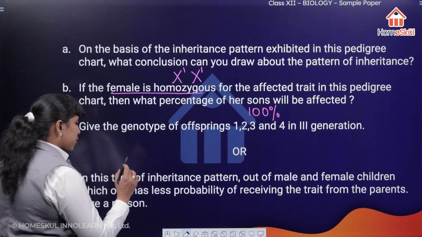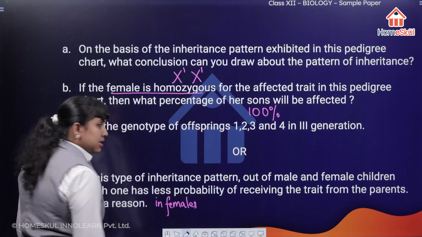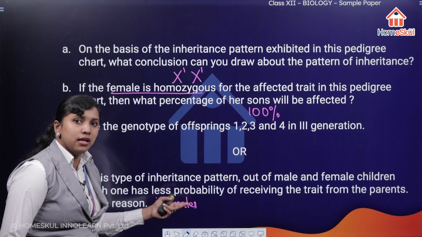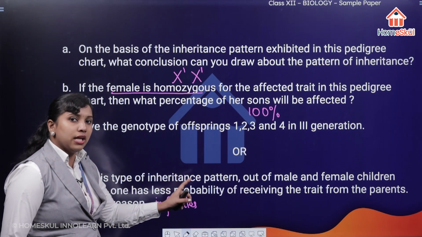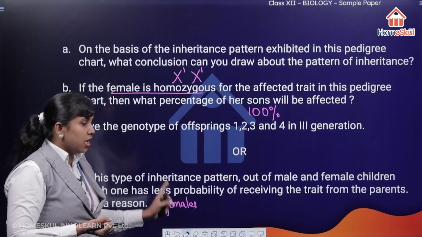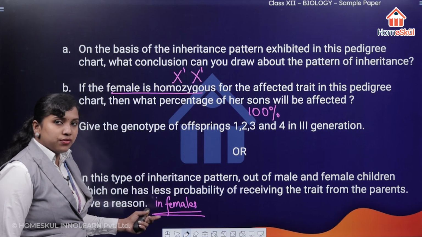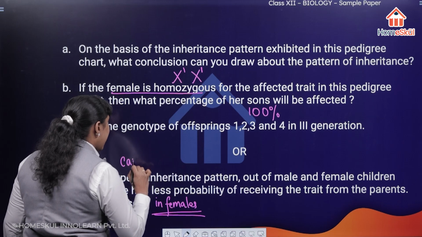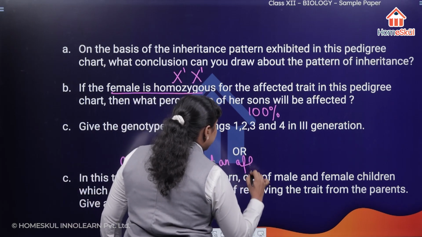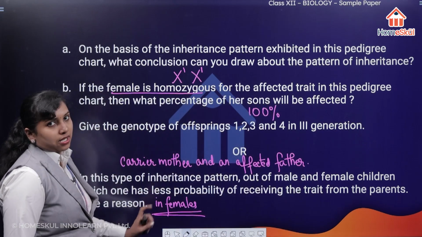So we can say that the probability of receiving the trait from their parents is lesser in case of females, because females get affected only if both of her parents carry the trait. The mother should be a carrier and the father should be affected. Only if such a condition happens will the female receive both defective X chromosomes. So the probability of receiving the recessive trait is lesser in case of females. She will receive the defective trait only if she is born to a carrier mother and an affected father.